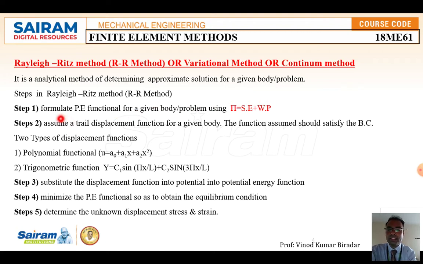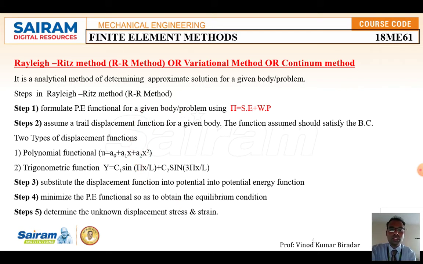The second step is to assume the trial displacement function for the given problem, and the function should satisfy the boundary conditions. You can use a polynomial function or a trigonometric function, but many times you use only the polynomial function. Step 3 is to substitute the displacement function into the potential energy function. Then you differentiate, that is, minimize the potential function to obtain the equilibrium equation. Then you get the unknown displacement, stress and strain. You have to remember these 5 steps while solving the problem.